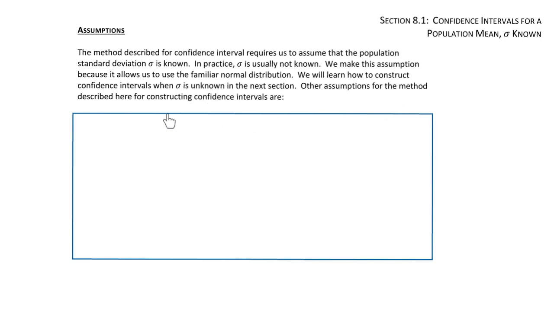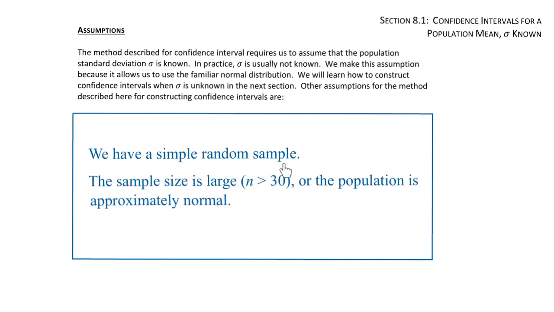Other assumptions for the method described here for constructing the confidence interval are: we have a simple random sample, and the sample size is greater than 30, or the population is approximately normal. When these assumptions are satisfied, we can find the point estimate, then find the critical value, then find the standard error, then find the margin of error, then use the point estimate and the margin of error to construct the confidence interval, then interpret the result. So I'll explain the procedure again using an example.